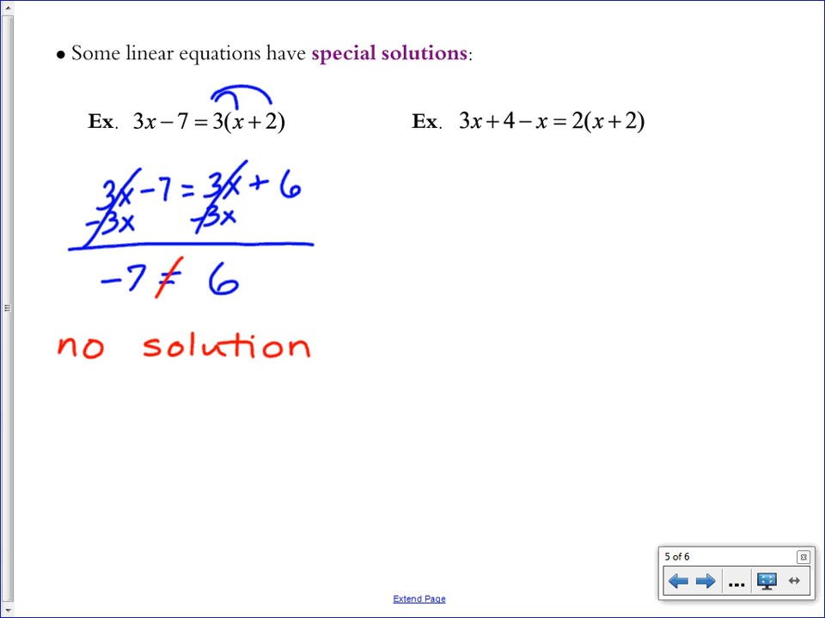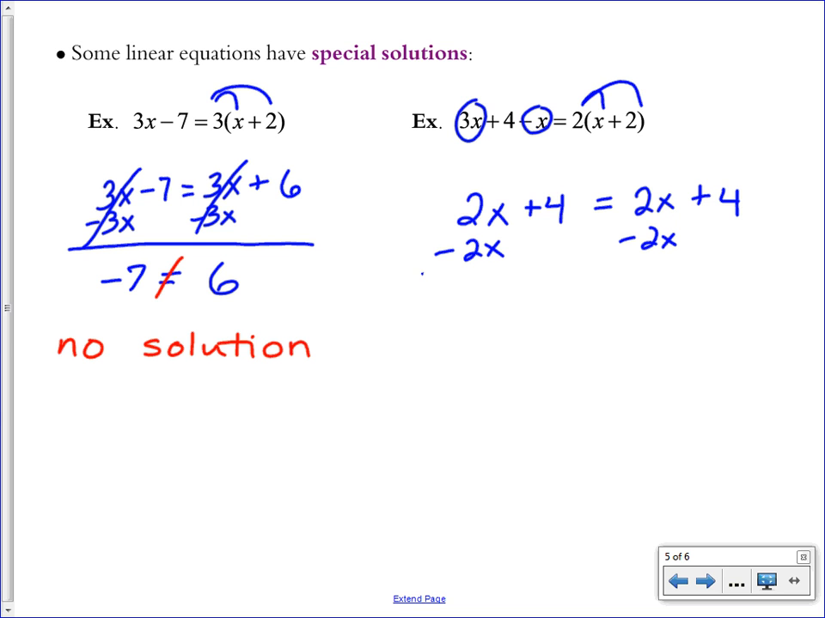As we attempt to solve the one on the right, I see I have some like terms on the left to combine. A 3x and a minus x gives me 2x, and I bring down the plus 4. On the right, I'm going to distribute this 2. 2 times x is 2x. 2 times positive 2 is plus 4. You can already see something fishy is going on. When I subtract this 2x from both sides, it ends up disappearing from both sides. No x on the left, no x on the right. When I bring down what's left, I get 4 equals 4.